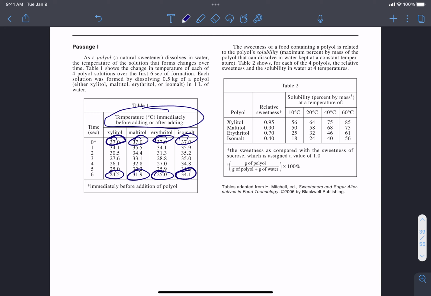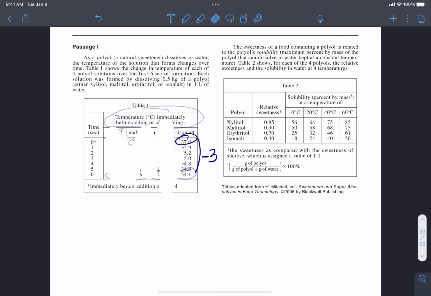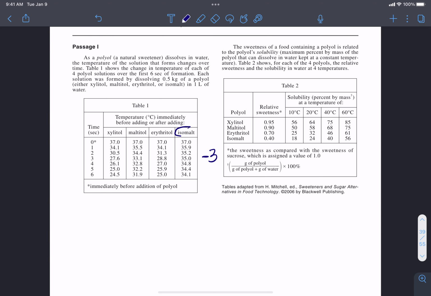So xylitol went from 37 to 24. That's pretty big. Maltitol went from 37 to 31. All right, so xylitol is off the list. We're not going to be looking at that one because maltitol is smaller. Erythritol went from 37 to 25. All right, so maltitol is still the dub. And then isomalt went from 37 to 34. So this one only had a temperature change of -3, whereas this one had one of -6. Therefore, our smallest temperature change is going to be isomalt.